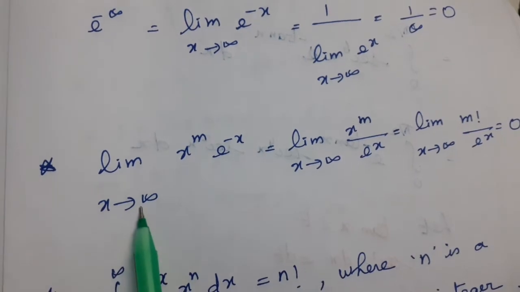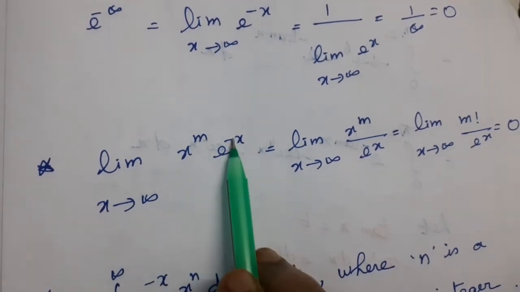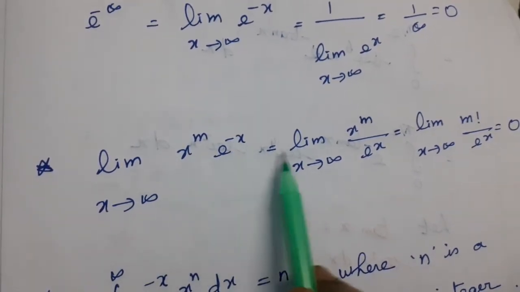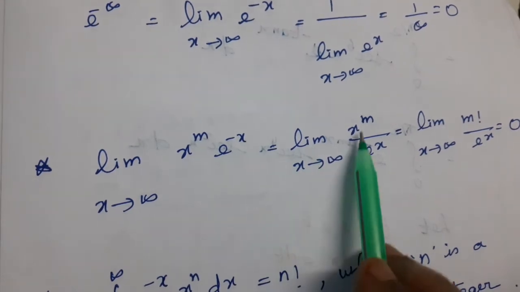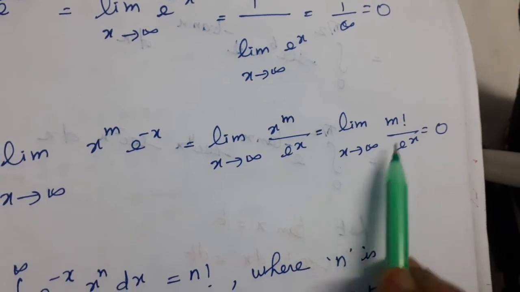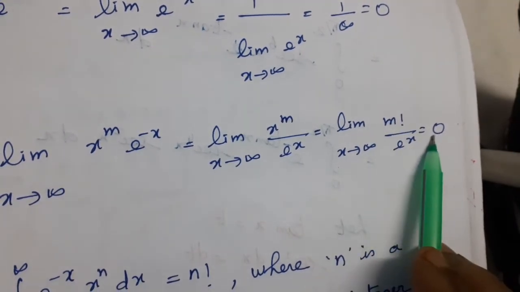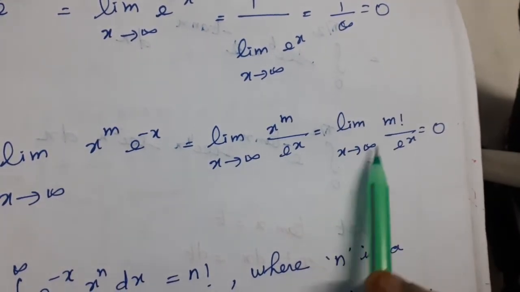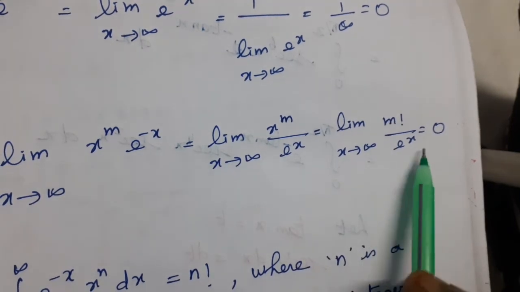Next, limit x tends to infinity x power m e power minus x is equal to limit x tends to infinity x power m by e power x. That is limit x tends to infinity m factorial by e power x, which is equal to 0.